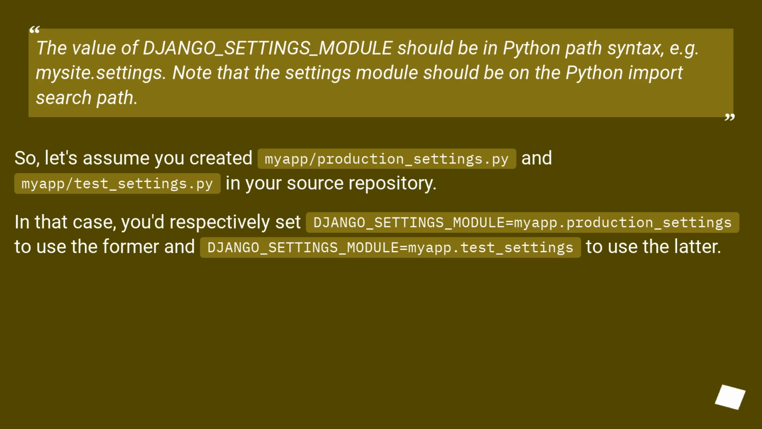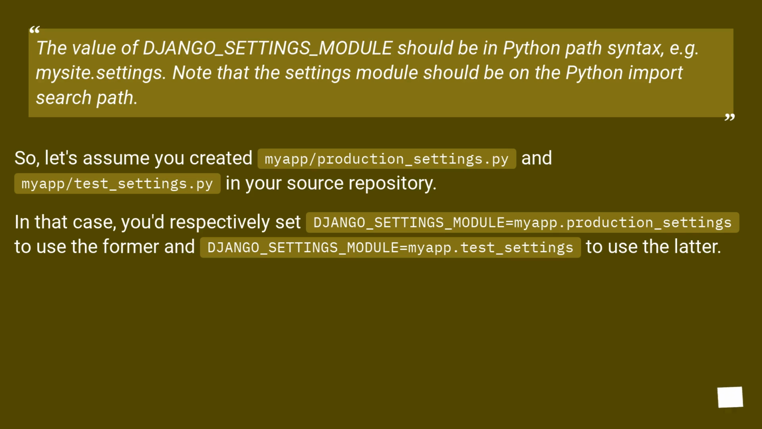the value of DJANGO_SETTINGS_MODULE should be in Python path syntax, for example mysite.settings. Note that the settings module should be on the Python import search path. So, let's assume you created myapp/production_settings.py and myapp/test_settings.py in your source repository.